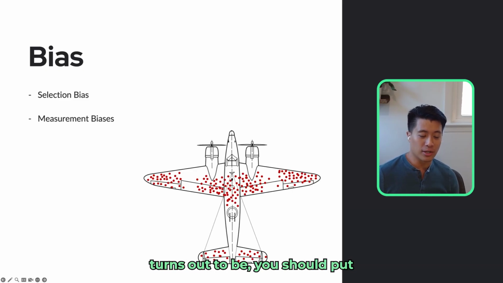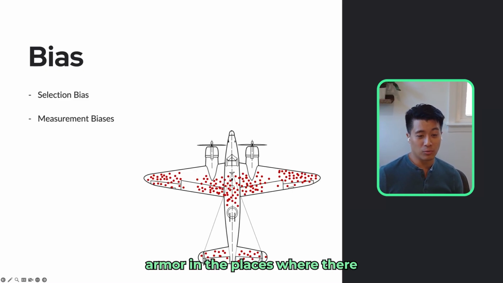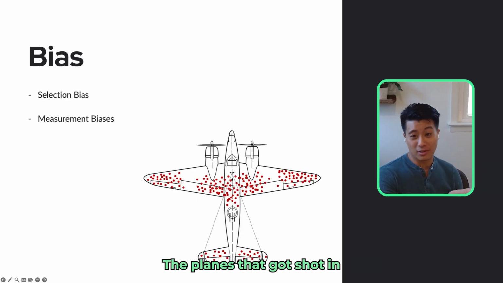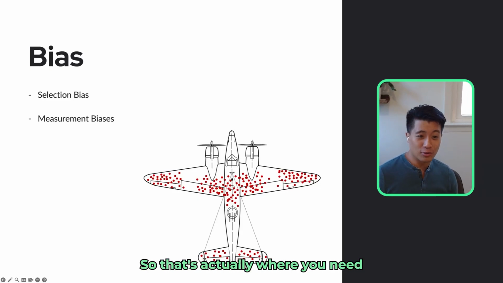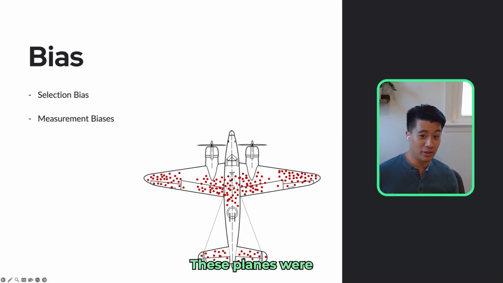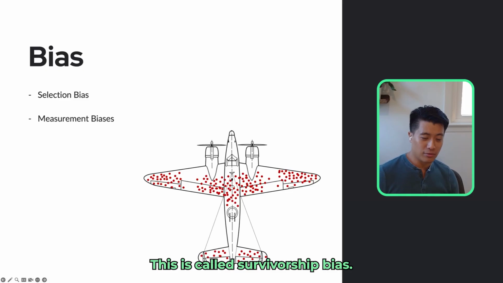Actually, the answer turns out to be, you should put armor in the places where there are not bullet holes, because these planes made it back. The planes that got shot in the engine didn't make it back. So that's actually where you need to be focusing your attention, and not on the tips of the wings. These planes were able to make it home. This is called survivorship bias.